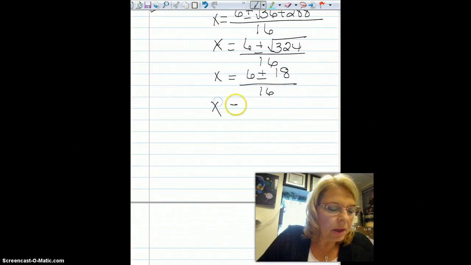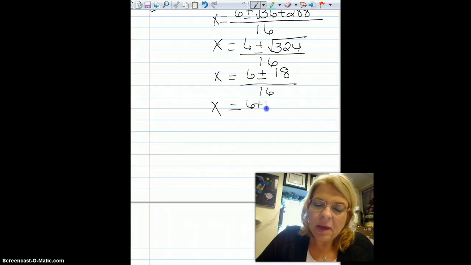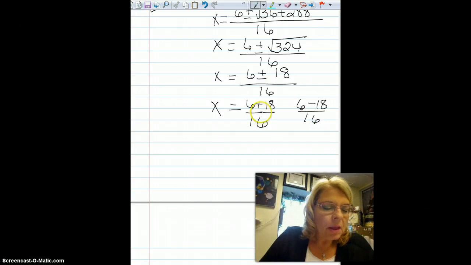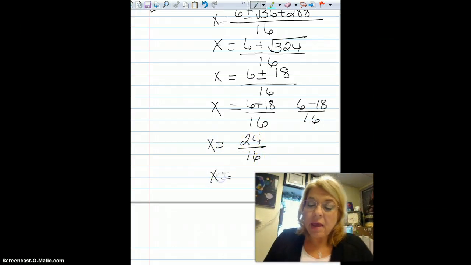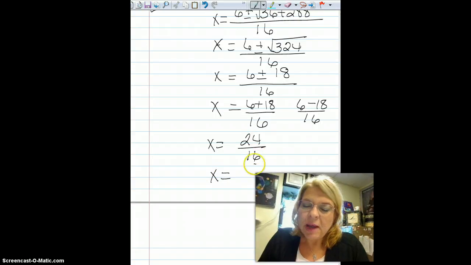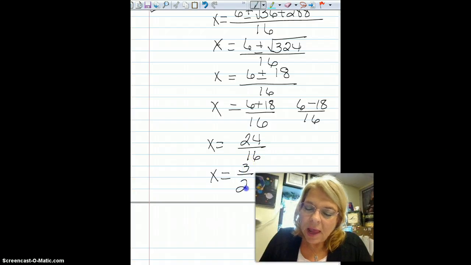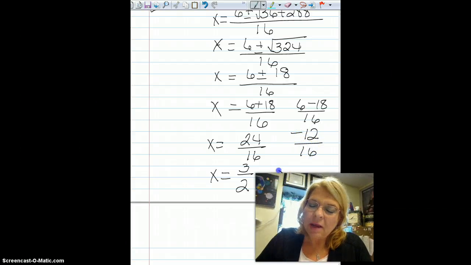So I get x equal 6 plus 18 over 16 and 6 minus 18 over 16. 6 plus 18 gives me 24 over 16, and I must reduce all my fractions since an 8 will divide out of both of those. When I divide out an 8, I get 3 halves. And here I have negative 12 over 16, and a 4 will divide out of both of those to give me negative 3/4.